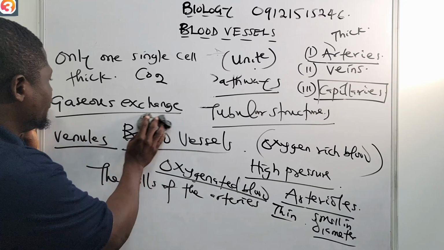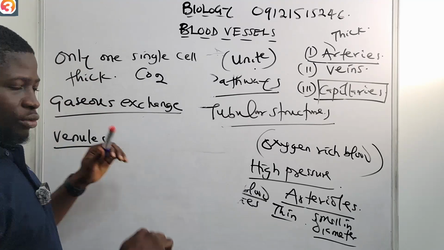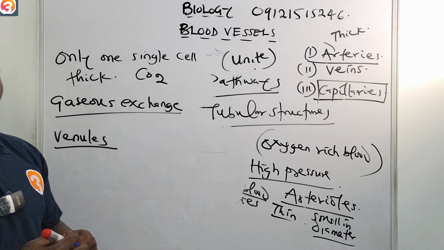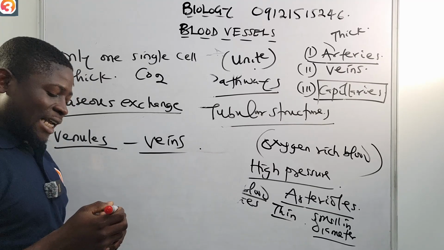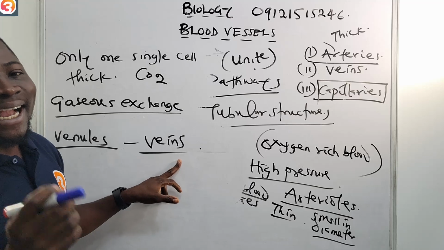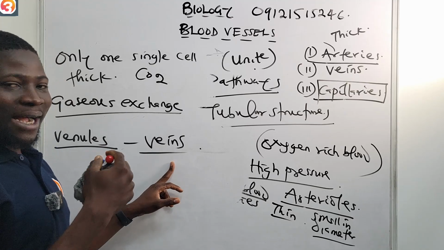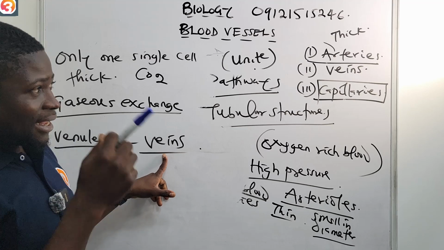They now form what we call venules. These venules also continue to join, and then form a network of veins. It is these veins that will carry blood back to the heart. Okay, so now let's go back again from the top.